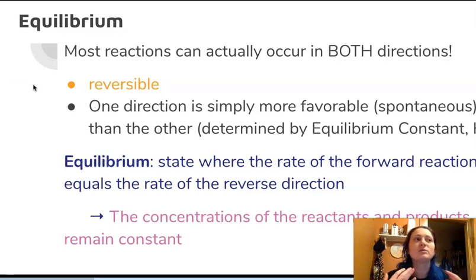So in equilibrium, it looks like nothing is changing. It looks like the reactants and the products are kind of staying stationary. And the reason for that is because these processes are happening at the same speed. So reactants are being converted into products at the same rate that products are being converted back into reactants. So again, there's really no flux in the concentrations.